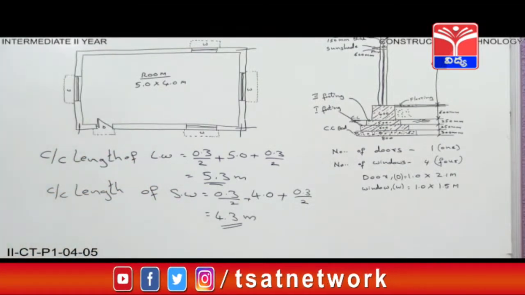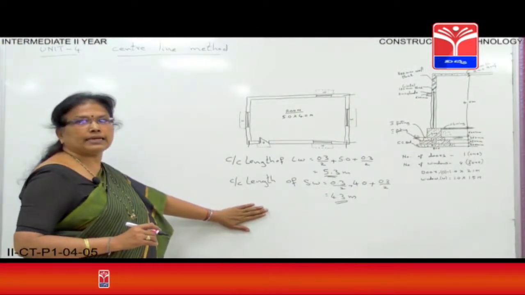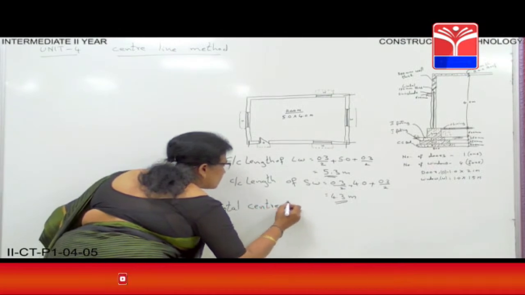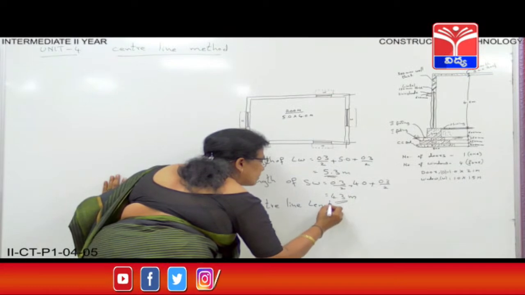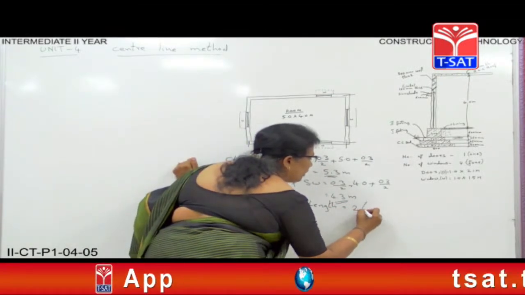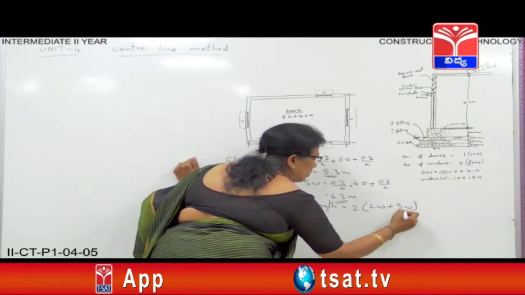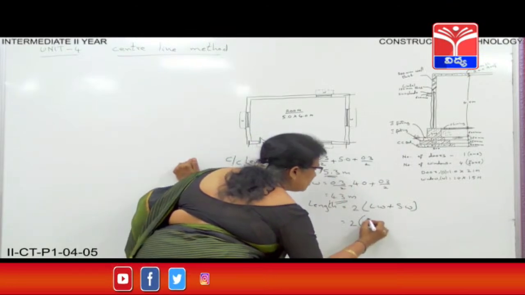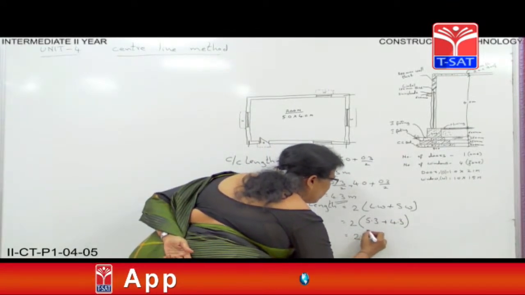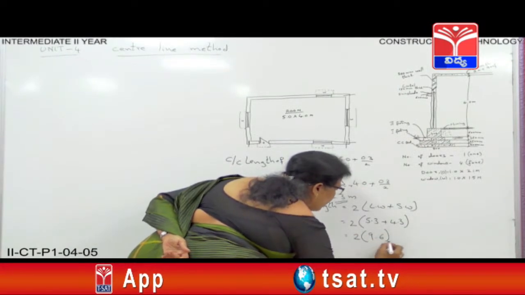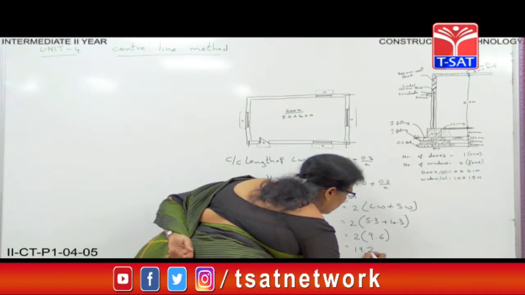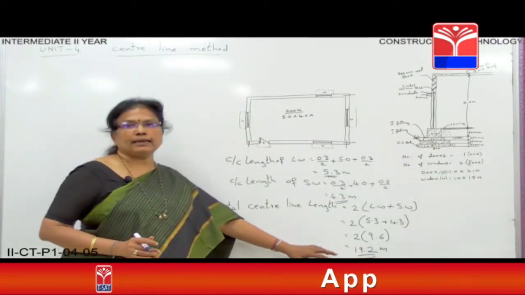But here for the center line method, we need to calculate the total center line length. So the total center line length is equal to, how many are there? Only 2 long walls and 2 short walls. So 2 into long wall plus short wall. Substitute the values. Long wall length is 5.3 and short wall is 4.3. This is 2 into 9.6, and here the length comes to 19.2. So this is the total center line length. Is it clear?